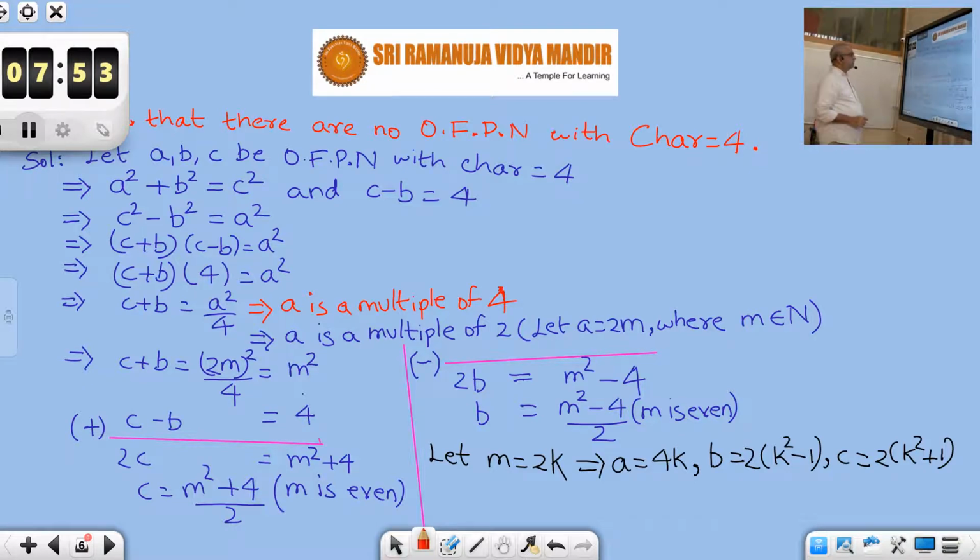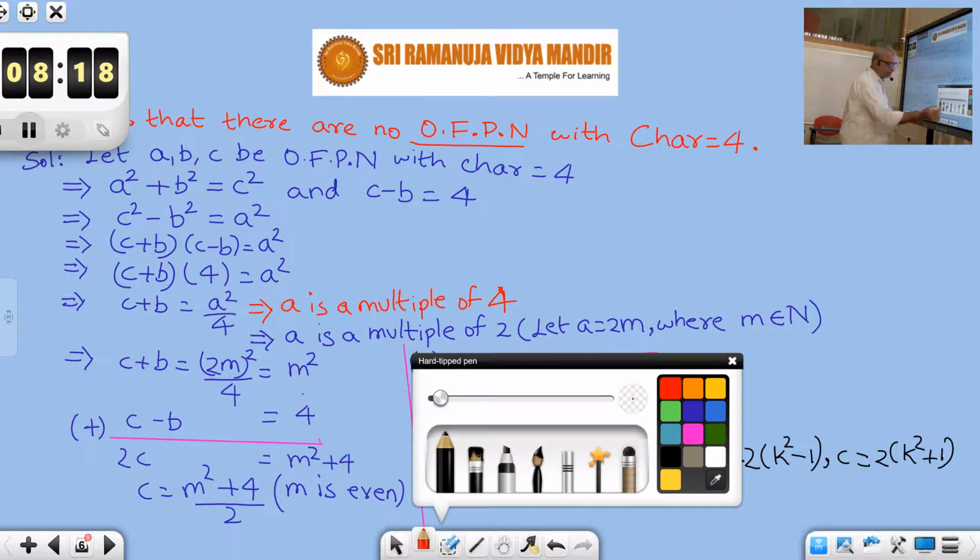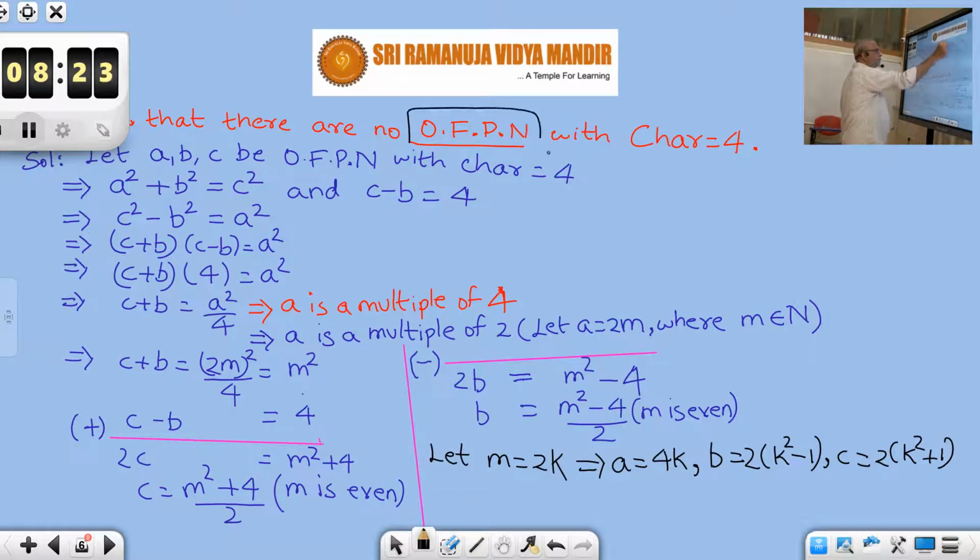Show that there are no OFPN with characteristic 4. This is one of the problems in the homework. What are OFPN? Do you remember? Let me remind you what OFPN are once again.